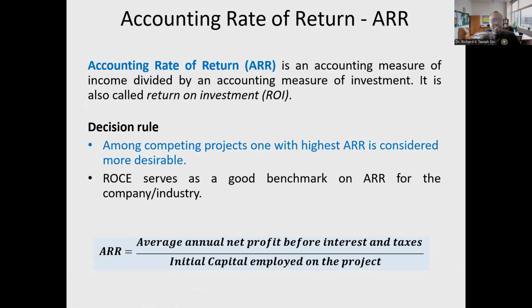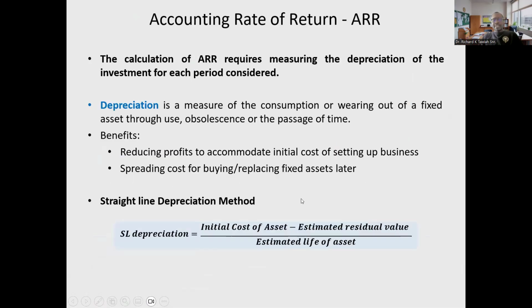So ROC serves as a good benchmark on ARR for the industry. This is the formula: average annual profit before interest and tax divided by the initial capital employed. All right, so let's do the calculation. Here it is accounting. So look out for any accounting expenses and take them out. Depreciation normally plays a key role here. So we're not dealing with monetary figures, we're dealing with accounting policy estimates.